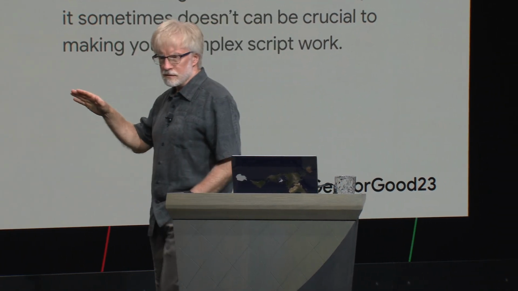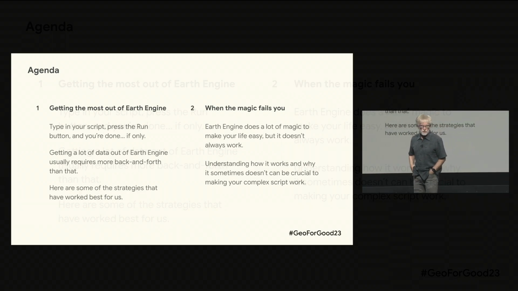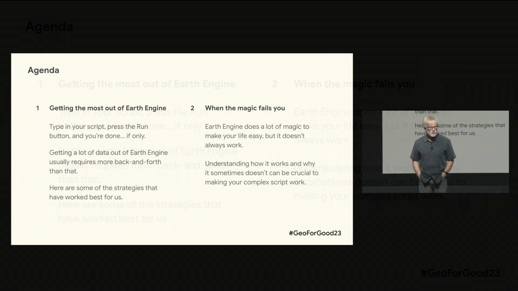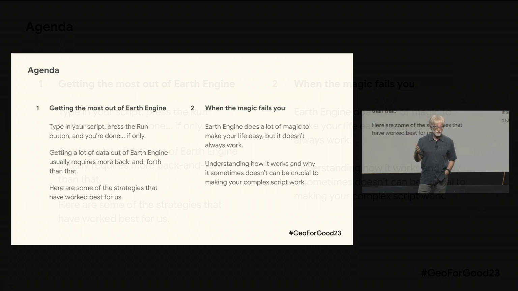So the idea of the talk is these are things you should know if you're going to try to push Earth Engine to its limits. And I'm going to do that in basically two chunks. The first half is going to be talking about some fairly high-level tips and tricks that honestly most people eventually stumble on if they work on Earth Engine long enough. But maybe I can save some of you the pain of rediscovering them.